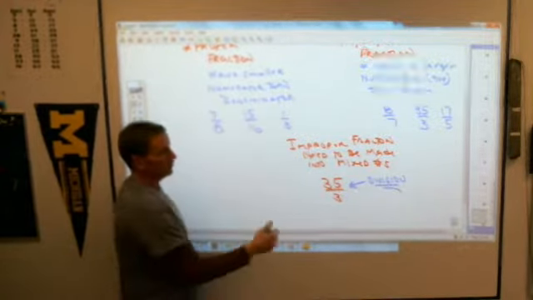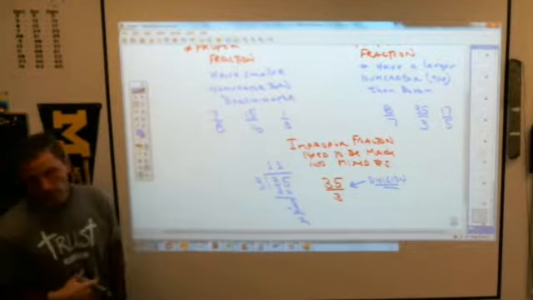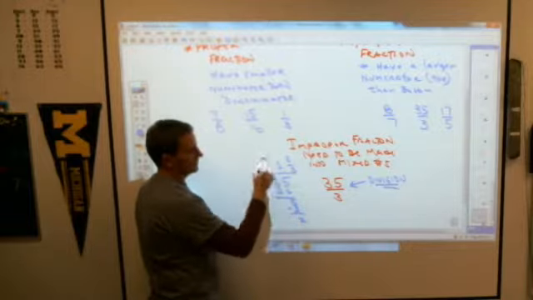3 goes into 3 once. 3 goes into 5 once. What do I do with this little 2 down here? Do I write it as a remainder? No. Remember, it needs to be a mixed number. So Trevor, it needs to become what? 2/3. Right, it becomes 11 2/3.